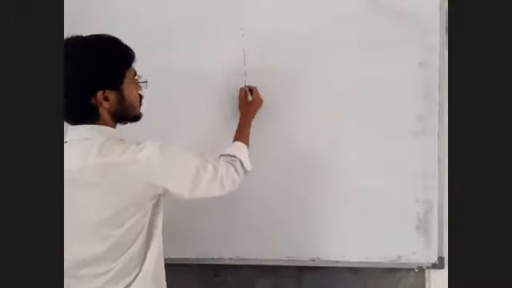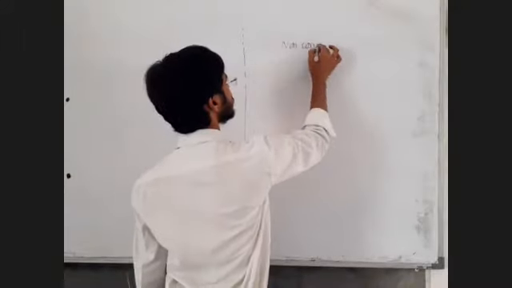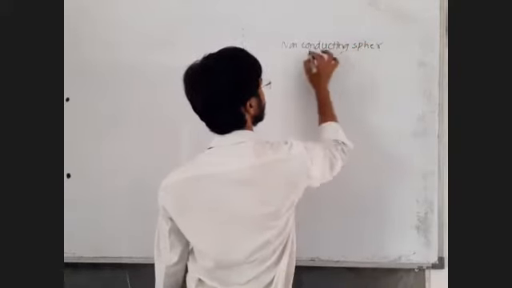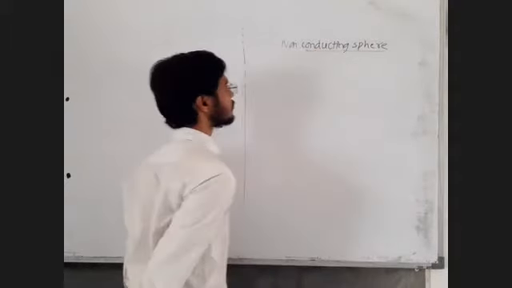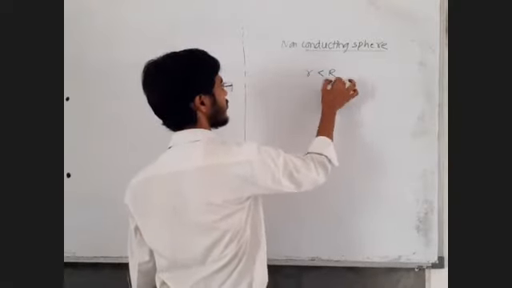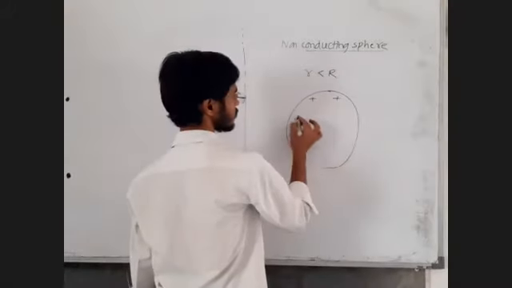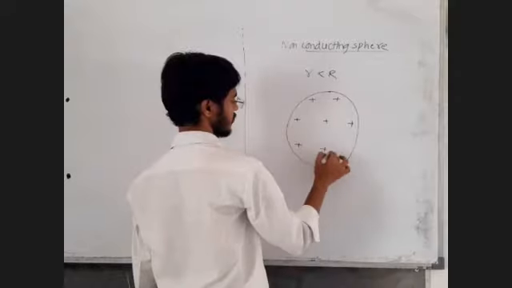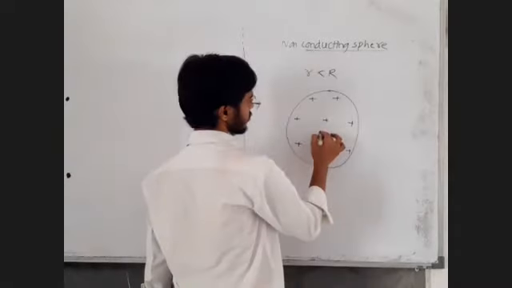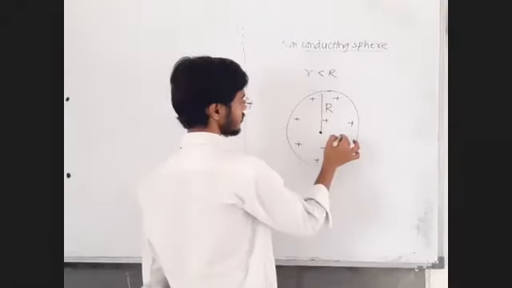Okay, so let me give the situation. Non-conducting sphere, with the concept of charge per unit volume. Inside electric field, small r less than capital R. Fine, sir. This is the charge. This is the center. This is capital R. This is the point where I want the electric field intensity.